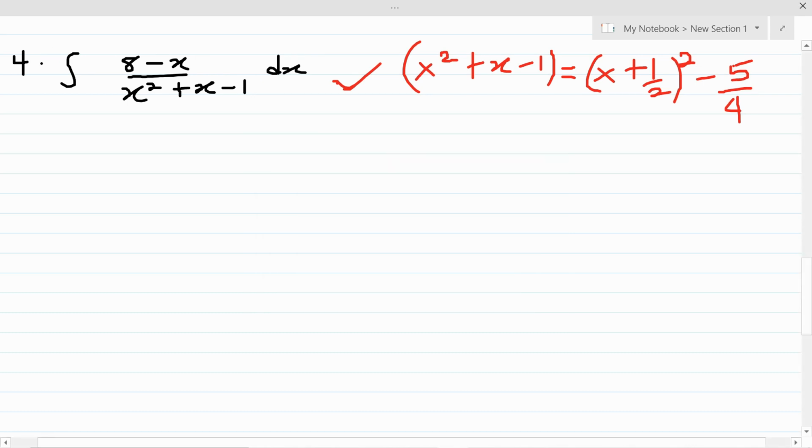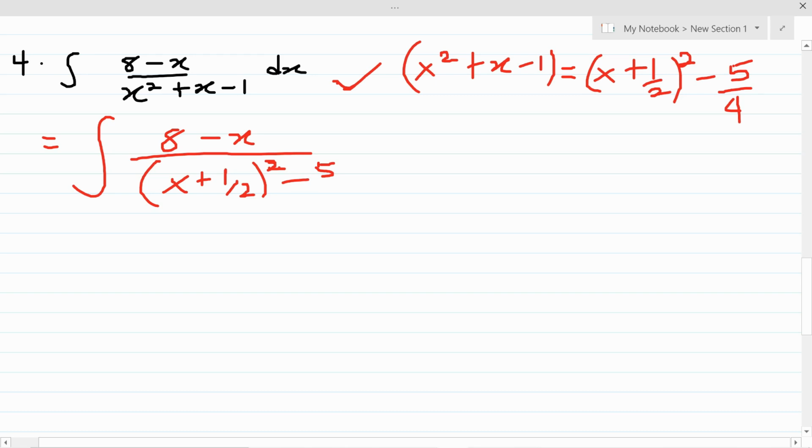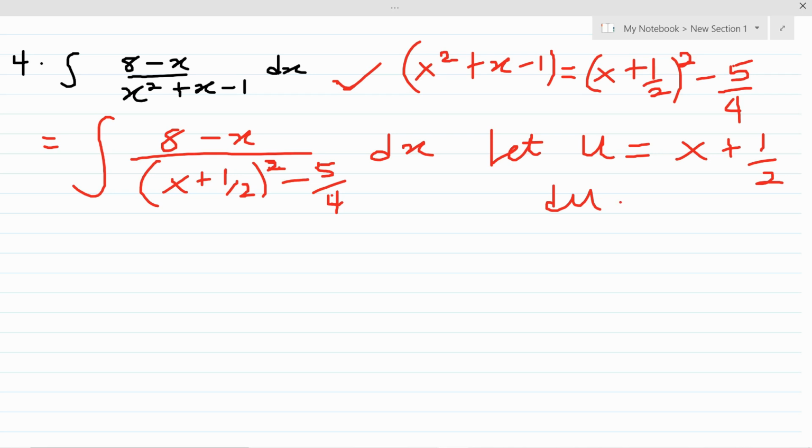So now our integral has turned to the integral of (8 minus x) all over (x plus half) all squared, minus 5 on 4, dx. Now how do you go about it? How are you going to integrate this? Like I said, you can separate it, but before you separate, let's look at one interesting thing. We can let u be equal to x plus half. Then du/dx is equal to 1. We've done this in our previous video, so you can watch that on integration by substitution.